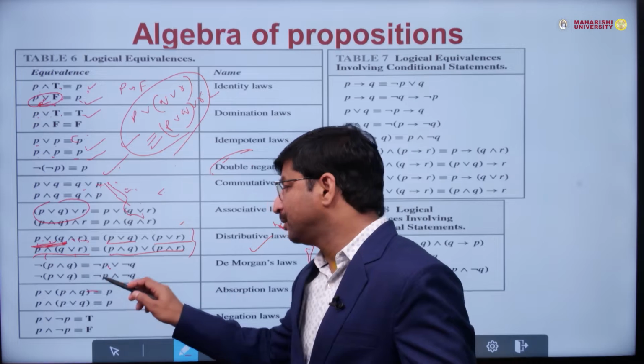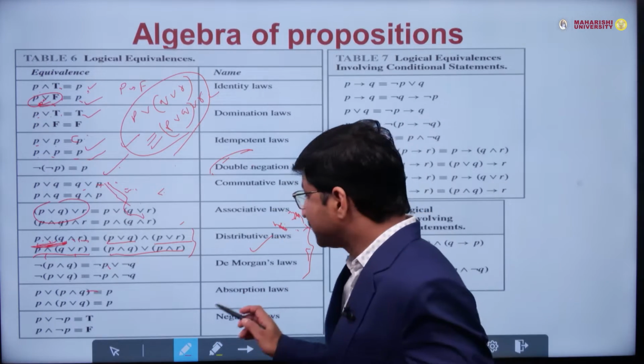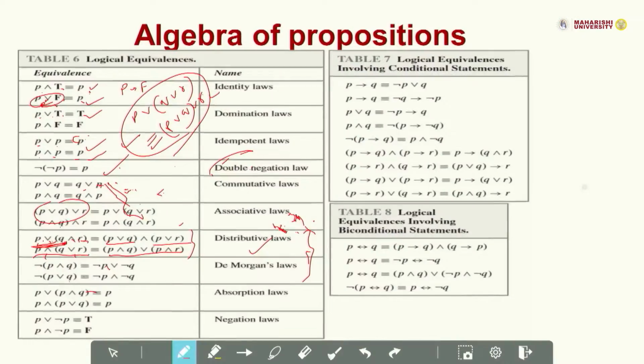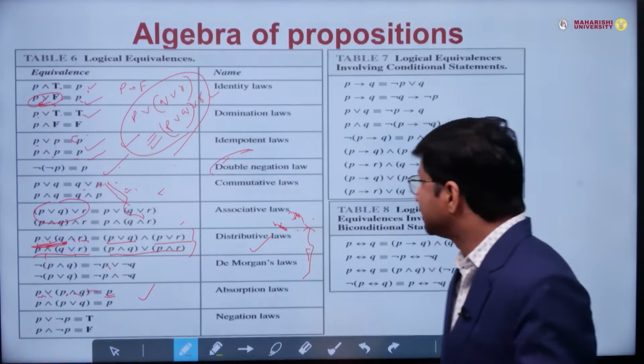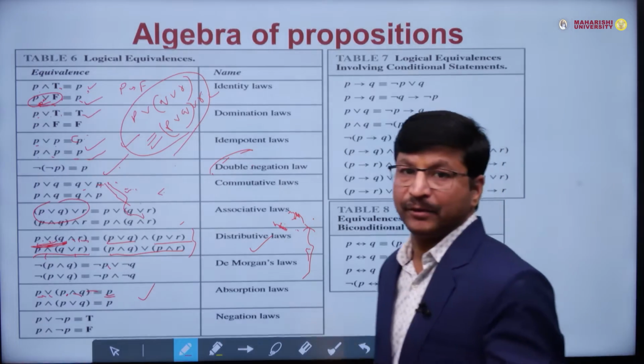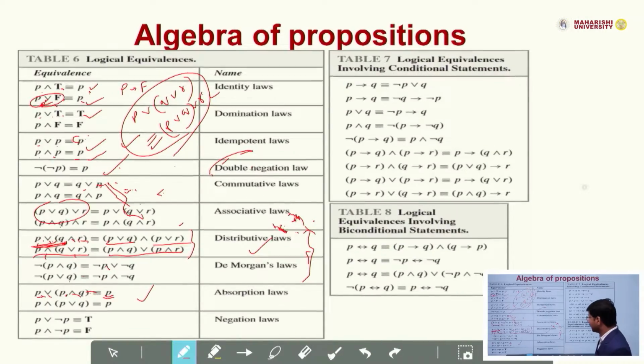Negation of P or Q is equivalent to negation of P or negation of Q. Similarly, the absorption law absorbs the values. For example, P or (P and Q) is equivalent to P. We can prove all these statements with the help of a truth table by logical equivalence. So let us prove any one of it.